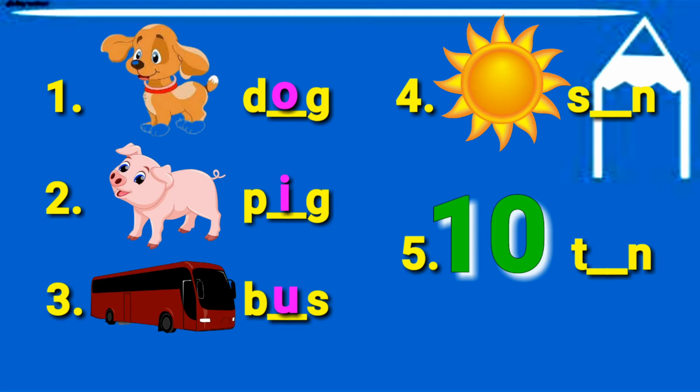Number 4, it's a picture of a sun. So what is the missing letter? Yes, it's letter U. Sun. Number 5, it's a hen. So the missing letter is letter E. That's correct. Good job, kids.